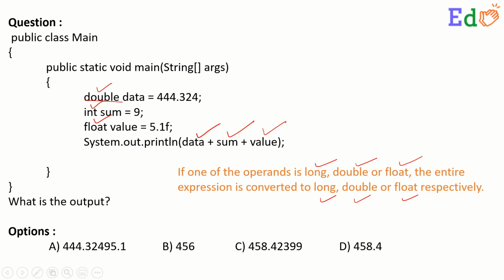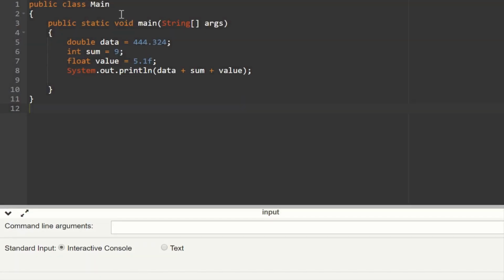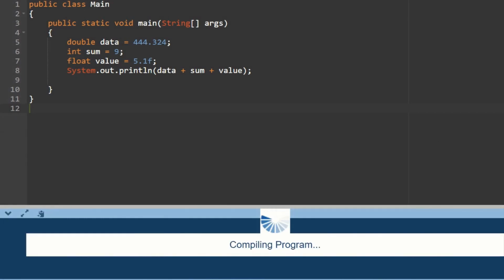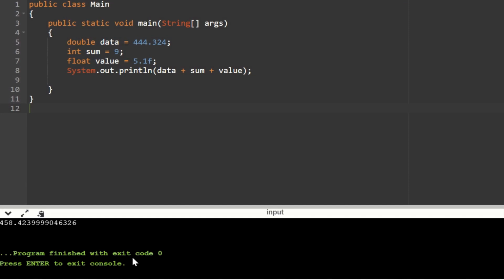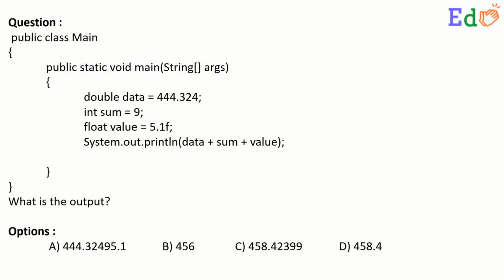So let us check in the IDE what it comes. It should come in the double format. So yes, it is coming in the double format. It is giving 458.4239 and it goes on. So our option C, that is 458.42399, is the correct answer.